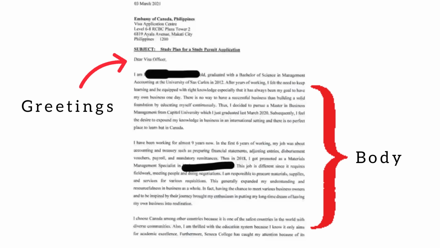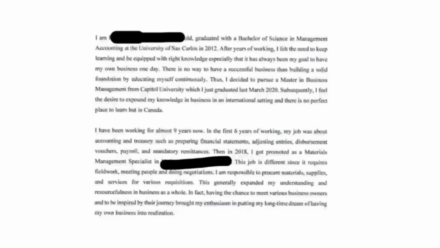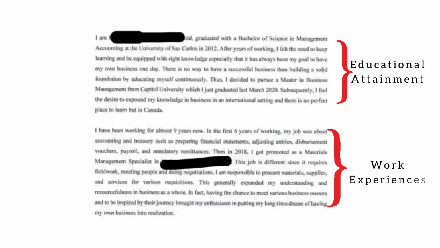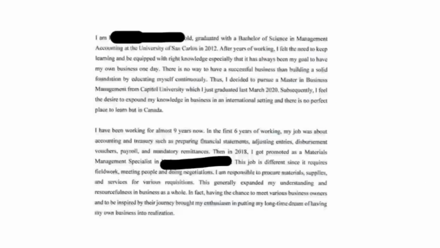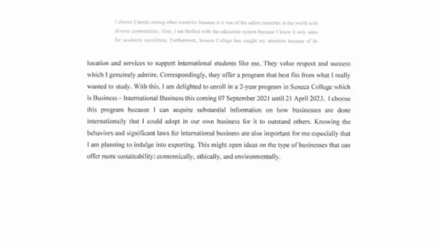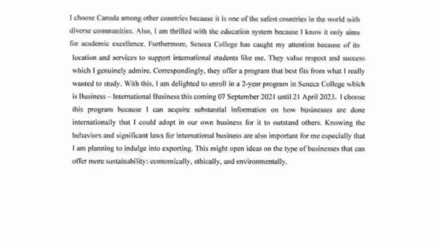In the body, the first 2 paragraphs are my brief background. The first paragraph is more on the educational attainment and the second paragraph is my work experiences. Also, in these 2 paragraphs, I did emphasize my goal, why I want to study. This somehow serves as my transition to my third paragraph.